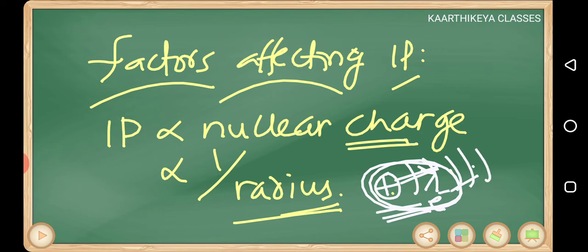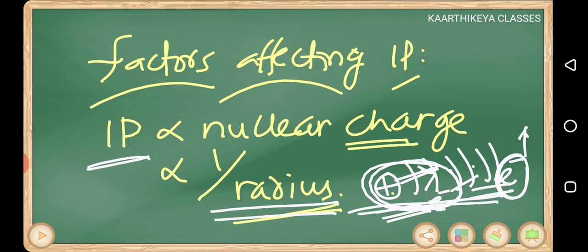But if you are increasing the number of shells, the electron is going away from the nucleus, so nucleus power is less, and you can remove the electron easily. When you are removing the electron easily, the ionization potential is minimum. So as the atomic radius increases, the ionization potential decreases. Ionization potential is directly proportional to nuclear charge and inversely proportional to atomic radius.